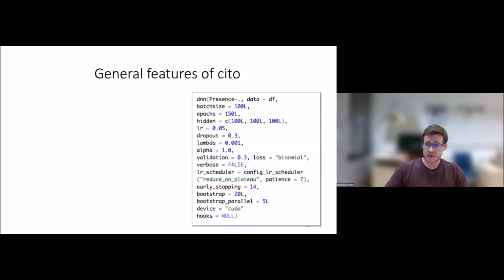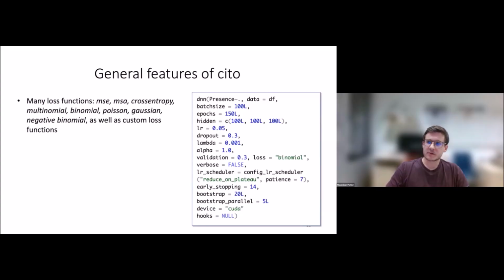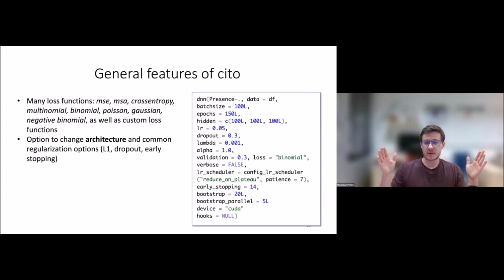So for some general features of cito, we have many advanced features, but some very fundamental features are that we have different loss functions, including some well-known or commonly used likelihoods. We also have the option to provide a custom loss function, which I will not present today because it's an advanced feature. Of course, we can change the architecture, so we can change the number of hidden layers, but also the size of these hidden layers.